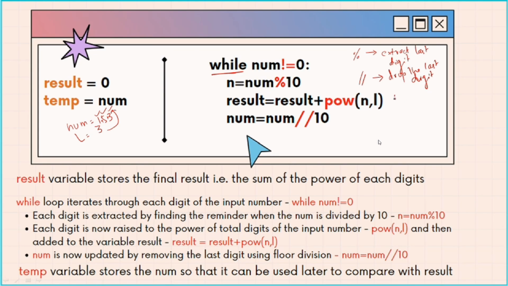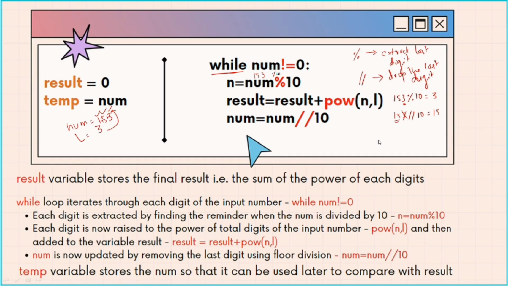So for example, 153 mod 10 will give us 3, nothing but the last digit. And 153 floor division 10 will give us 15, which removes the last digit and gives the remaining number. So these two logics are used in our program. So num, here it has 153.